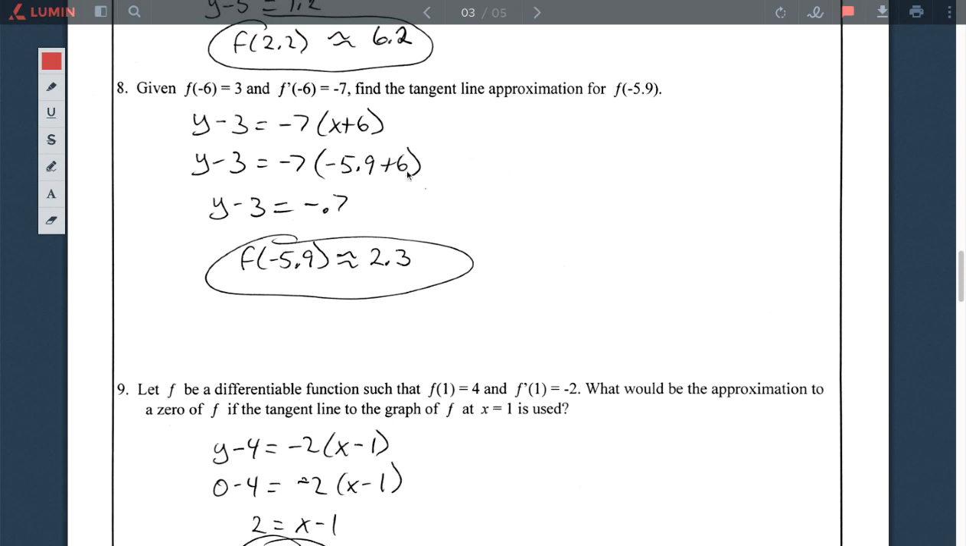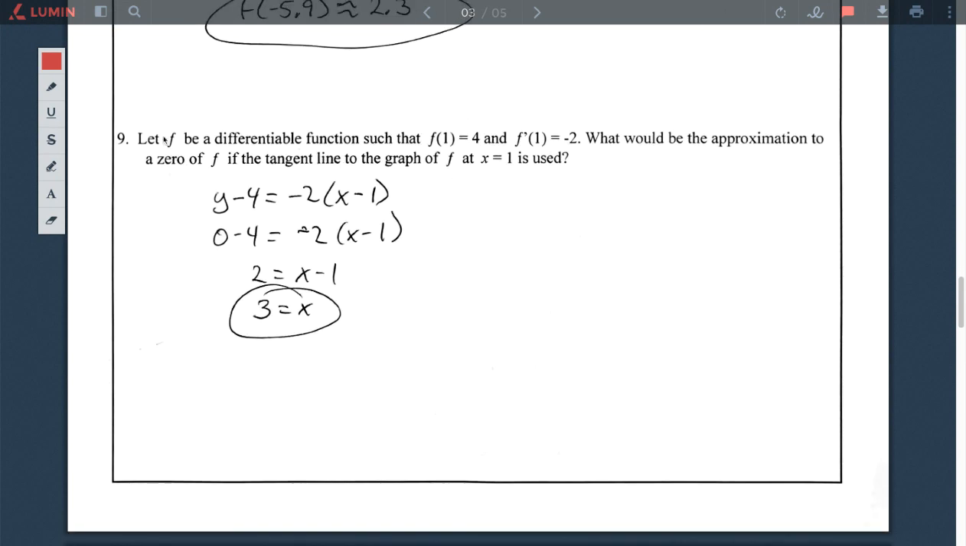So that's going to give me 0.1. Negative 7 times 0.1 gives me negative 0.7. I add the 3 over. So 3 plus a negative 0.7 gives me 2.3. So f of negative 5.9 is approximately 2.3.